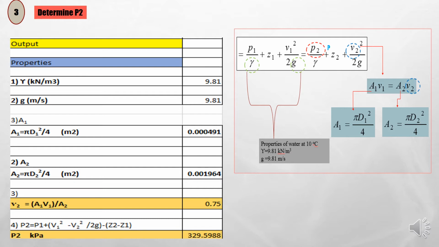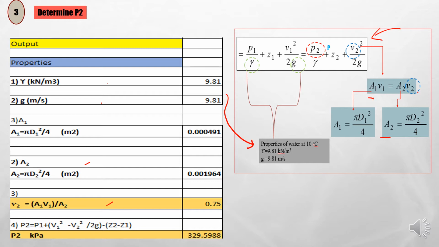What I mean by output here is what you get after I substitute all the information into the formula. If you notice from the output on the left side, I first find the γ and g values, which I got from the table. A1 and A2 I use for the continuity equation to calculate V2. Once I got V2, I substitute it into Bernoulli's equation. Then I manage to get my P2 as 329 kilopascal.